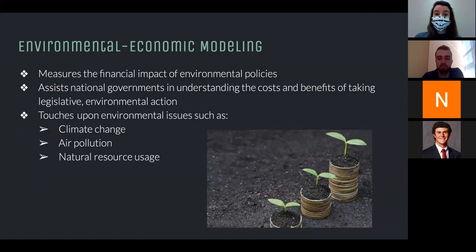So when referring to the idea of environmental economic modeling, we are analyzing the relationship between a country's involvement in environmental policy and overall economic growth. In a definition provided by the Organization for Economic Cooperation and Development, this type of modeling aims to assist governments in understanding the costs of environmental inaction, as well as the benefit of policy action for key environmental issues, including climate change, air pollution, resource use, and the transition to a more circular economy.